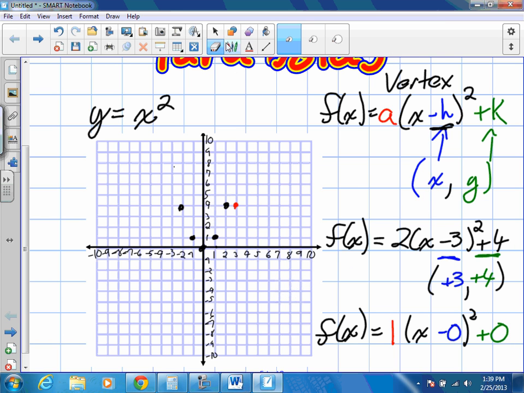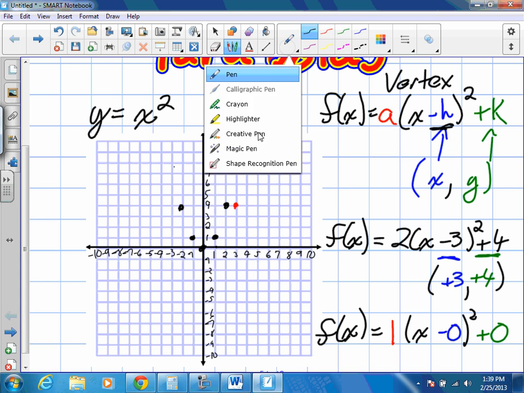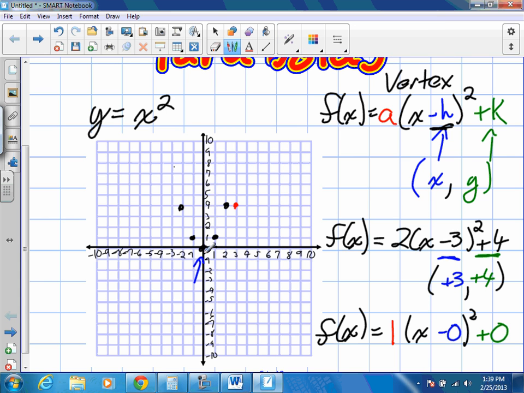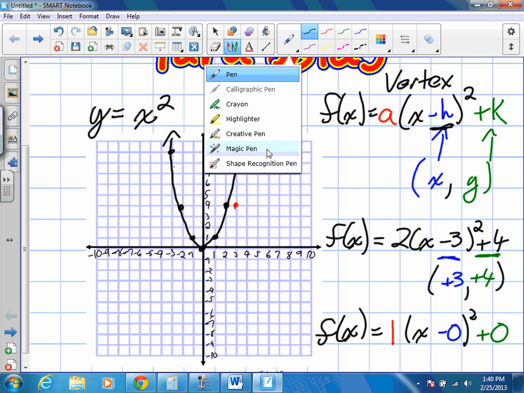Go back to the vertex again. Let's go over 3. What is 3 squared? 9. And what's 9 times 1? Still 9. So we go all the way up to the value of 9. Okay? So in other words, our parabola is written like this. Now this is the original one. And this is when the A value is of value 1.